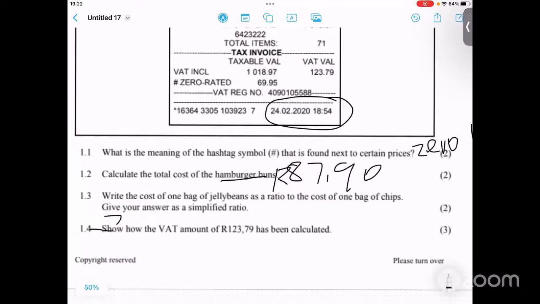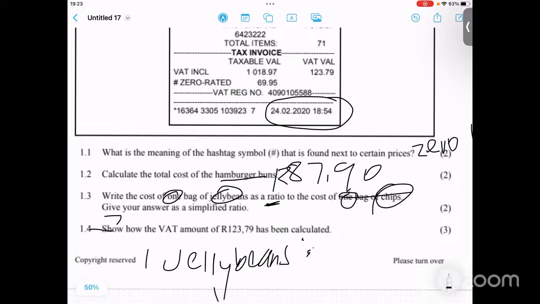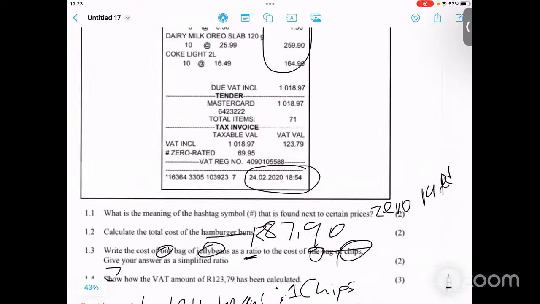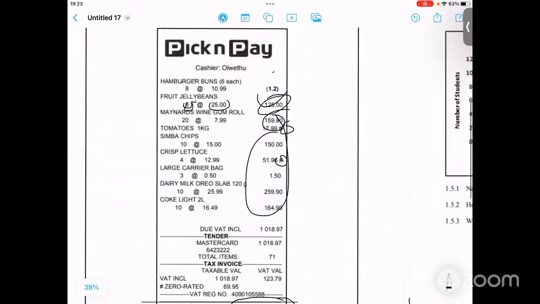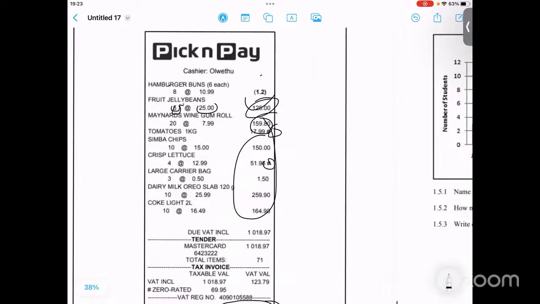Okay, let's continue. They say number 3, write the cost of one bag of jelly beans as a ratio to the cost of one bag of chips. So it's one bag of jelly beans and one bag of chips. So the ratio is whatever is to whatever. Your answer should be like this: 1 jelly beans is to 1 chips. Now, what is going to be our answer for this one? So let's go to the slip here. Jelly bean is this one, and chips was chips here. Okay, Simba chips. Okay, now what's going to be our ratio?